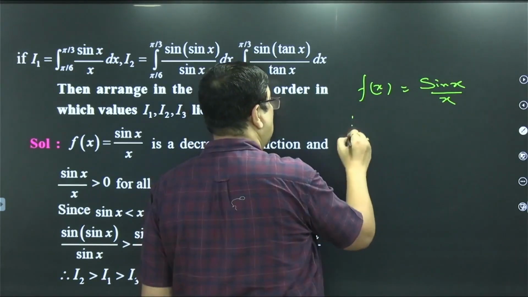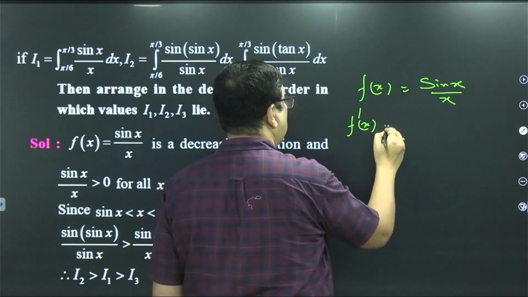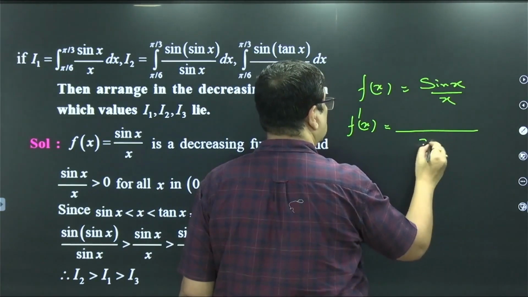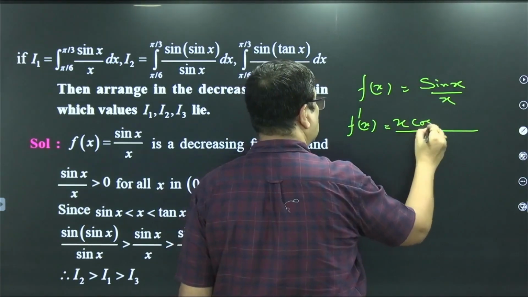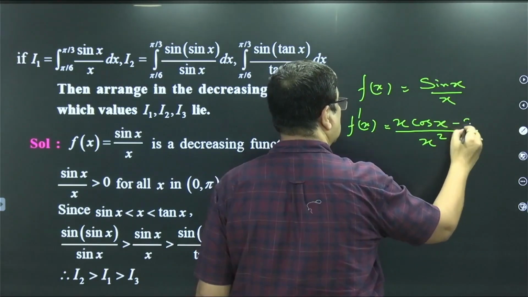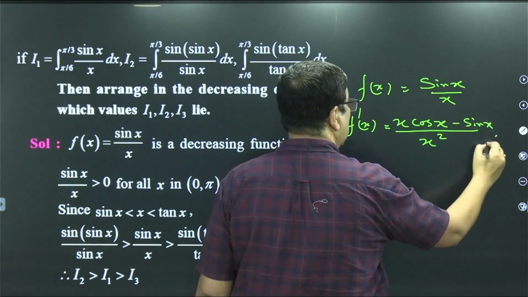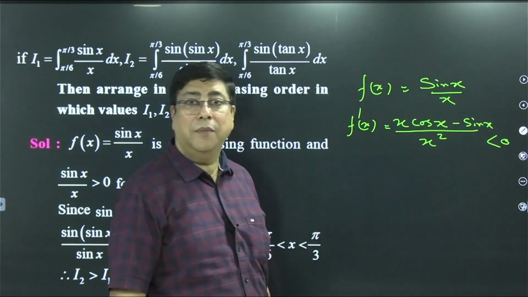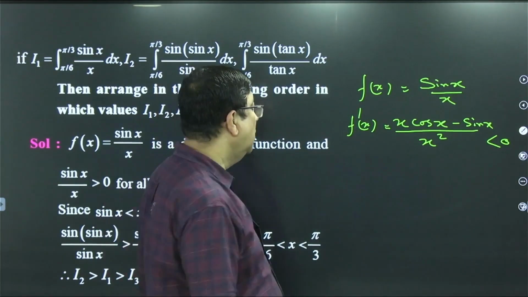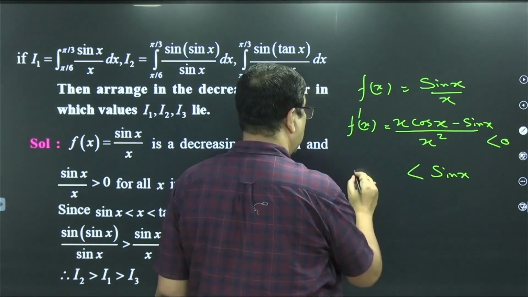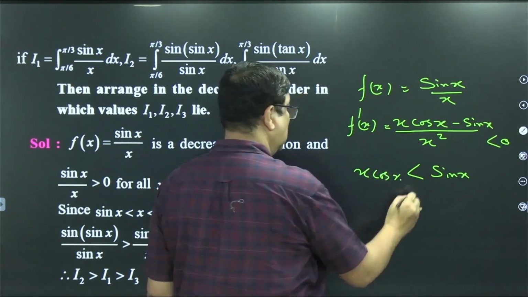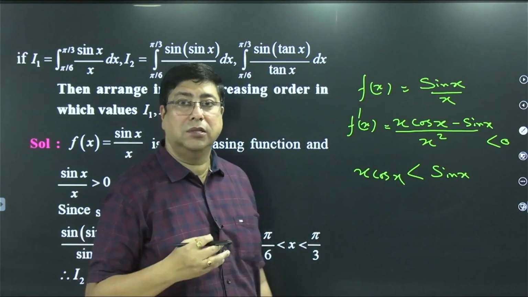So let us get f dash x. Here if we apply the u by v formula, this is coming x square in the denominator, and numerator is x cos x minus sin x. So everyone, this is less than 0. What is the reason behind this coming less than 0? Because sin x is greater than x cos x. So how can we say, how to test this, that this is greater than or less than?